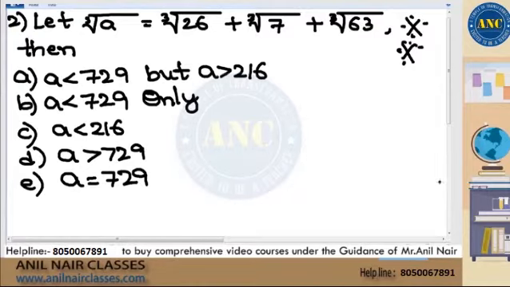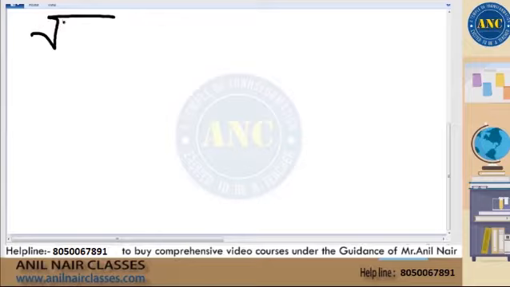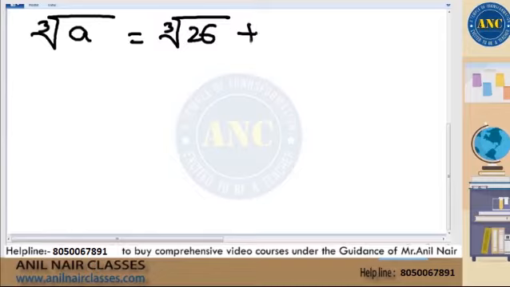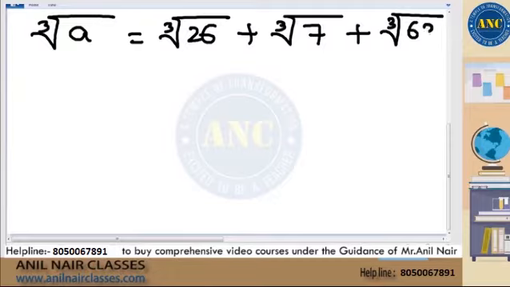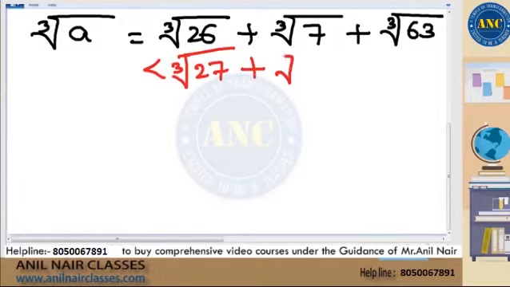Can I say that the condition given in the question is cube root of a is equal to cube root of 26 plus cube root of 7 plus cube root of 63, right? This is the condition which is given in the question. Now listen carefully, sir. Looking at the right hand side, can I say that cube root of 26 is less than cube root of 27, cube root of 7 is also less than cube root of 8, and cube root of 63 is also less than cube root of 64.